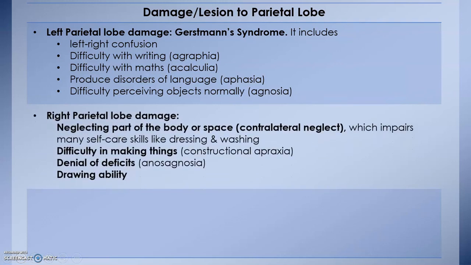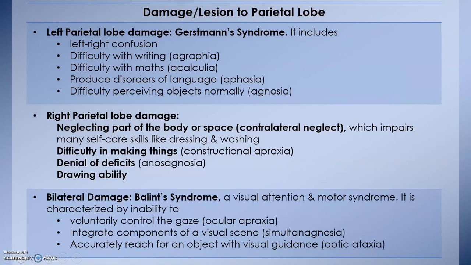If your right parietal lobe gets damaged, you may neglect part of the body or space, which basically impairs many self-care skills like dressing or washing. So if you are washing, you may just wash one side of your body and not the other. You may have difficulty in making things, constructing things, denial of deficits, and there may be difficulties in your drawing ability.